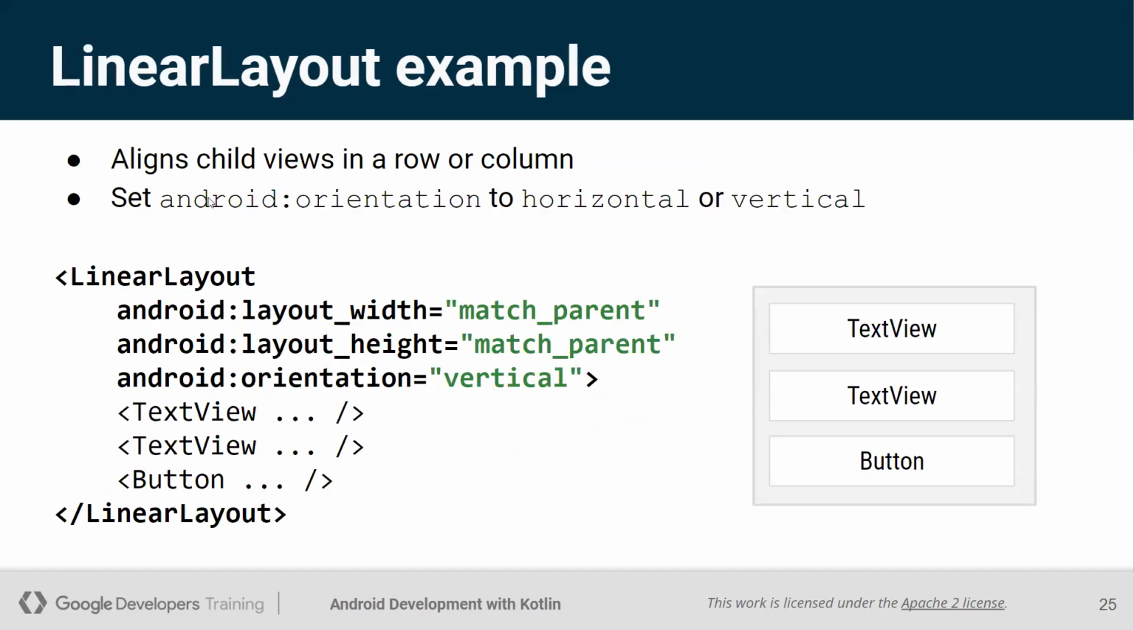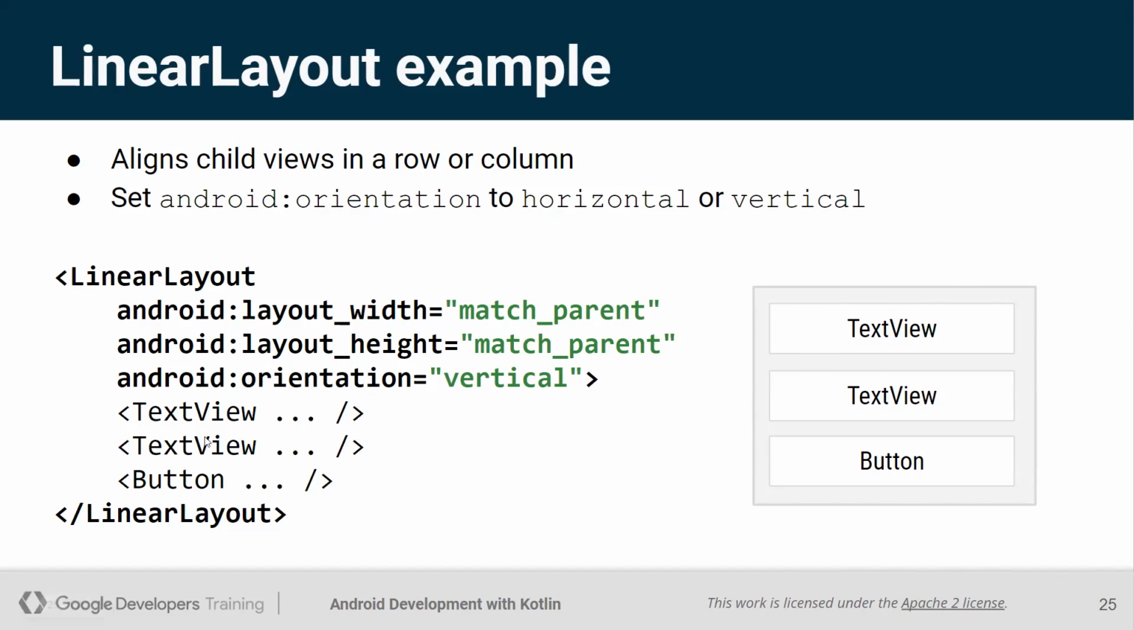For the linear layout example, we can have the linear layout in either horizontal format or vertical format. In this view, you can see that it is in the vertical format. The orientation has been set to vertical, so the views that we place will be in a vertical format.